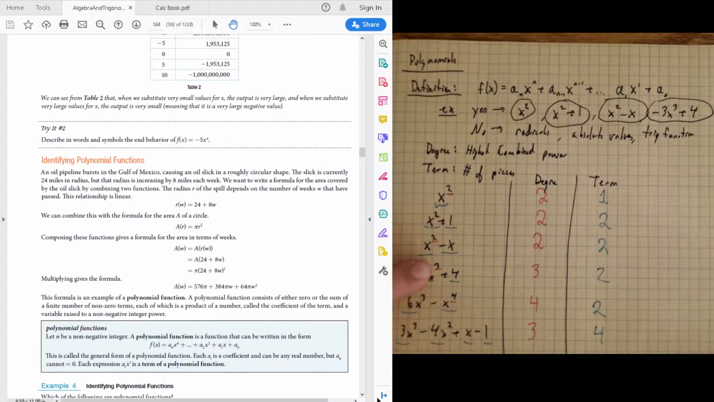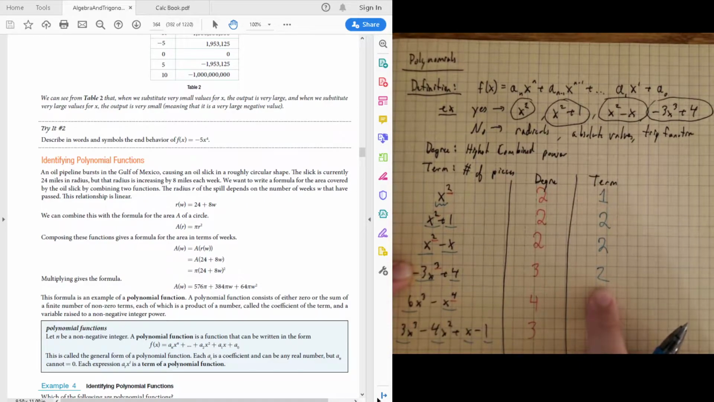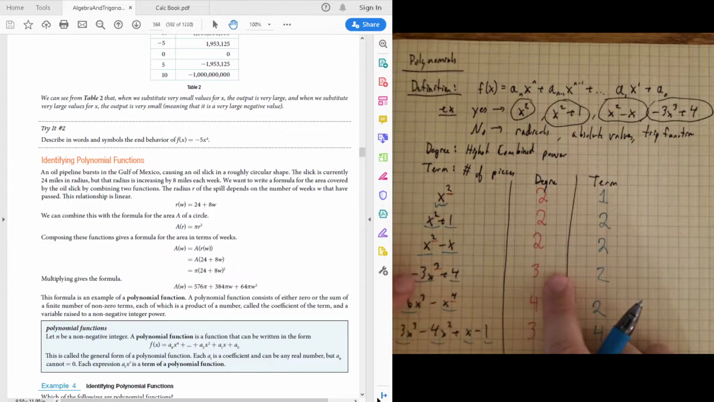Notice that the number on those terms doesn't matter. Hey, it's a negative 3? Cool. There are 2 of them. There's a negative 3x to the third, and there's also a plus 4. There are 2 things, 2 terms. The power also doesn't matter what these coefficients are.